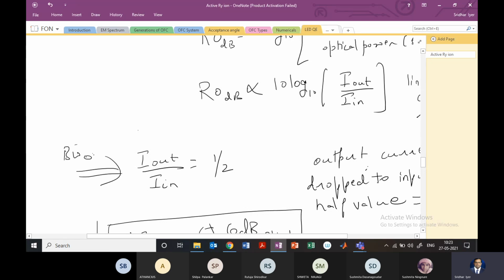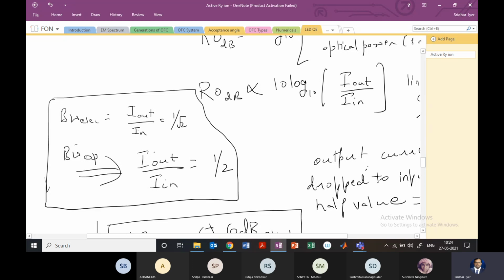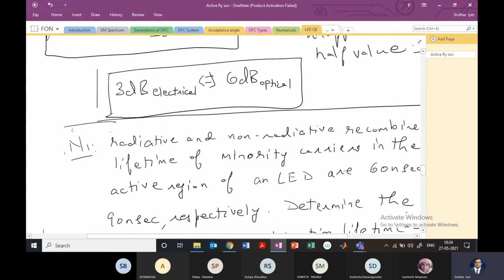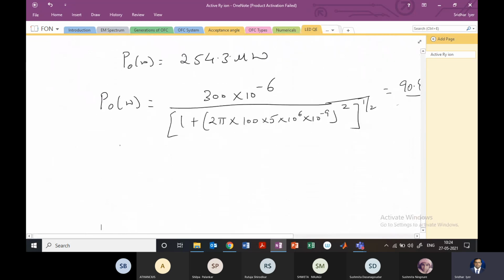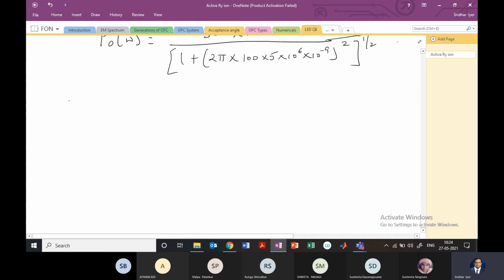So for comparison, bandwidth electrical, that ratio I out by I in is 1 by root 2, right? So we can clearly see from this comparison that the optical bandwidth is 1 by root 2 into 1 by root 2, right? So it is 1 by root 2 times bandwidth electrical. That's why we say that the optical bandwidth is more, right? So that is the comparison there. So this will be used in the second part of the numerical, which we have to estimate, right? With all these values which are given, we need to estimate the electrical bandwidth and the optical bandwidth. Okay, so now let me rewrite that equation again.